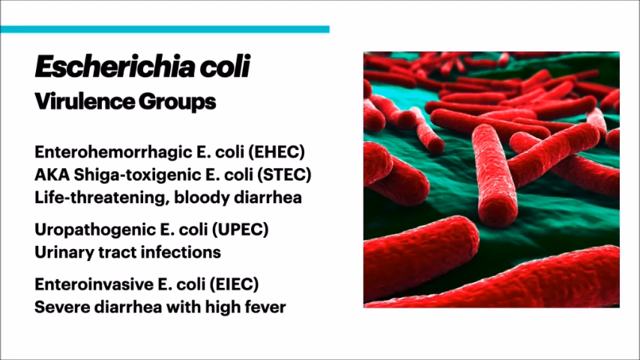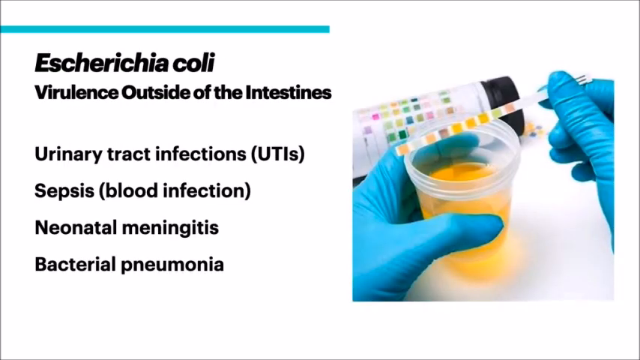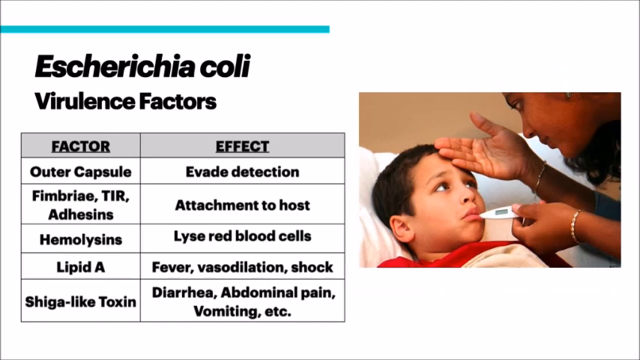Disease-causing strains of E. coli can be grouped based on the conditions and symptoms they cause. EHEC, also known as STEC, is the most famous. These antigens are present in E. coli serotypes most associated with disease. So E. coli is supposed to be in the intestines, but when it ends up in other parts of the body, it often becomes the causative pathogen of serious infections like in these examples. Here are some virulence factors.